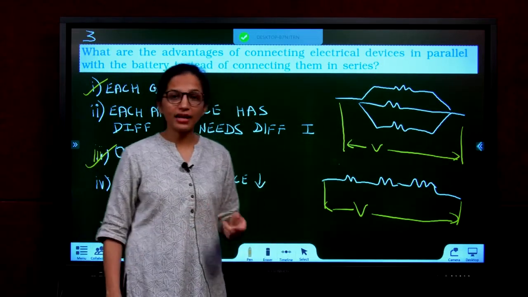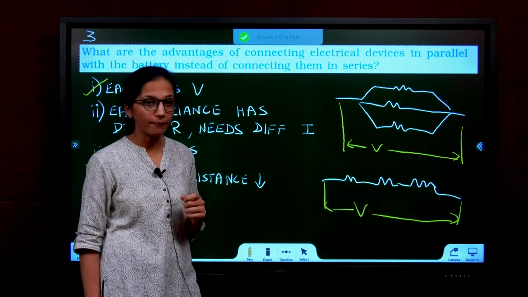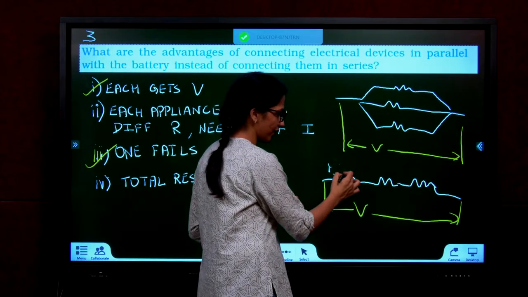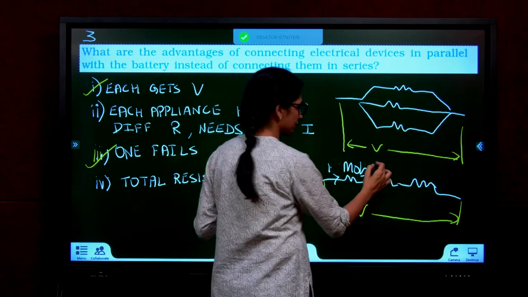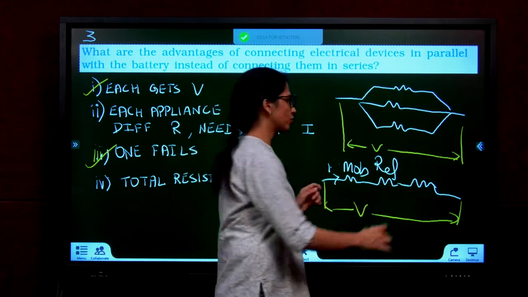Imagine you're using your mobile, which needs nothing more than 1.5 amperes. So let's say it needs 1.5 amperes, your mobile here. Refrigerator, let's say, needs 5 amperes. And let us say this is fan, okay, it needs like 2 amperes or something.